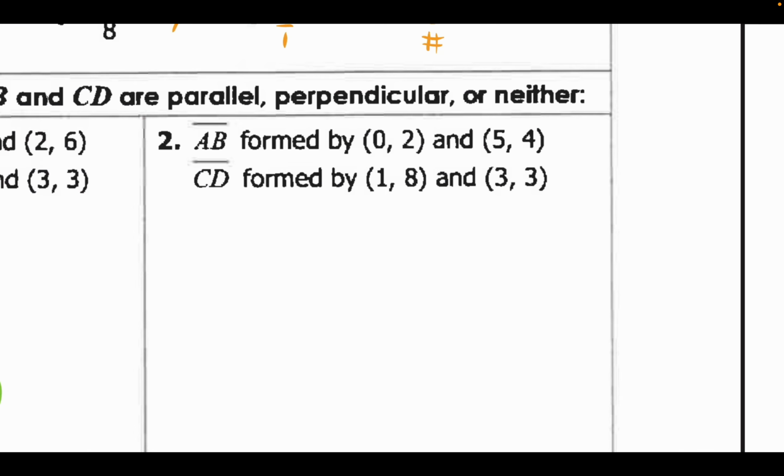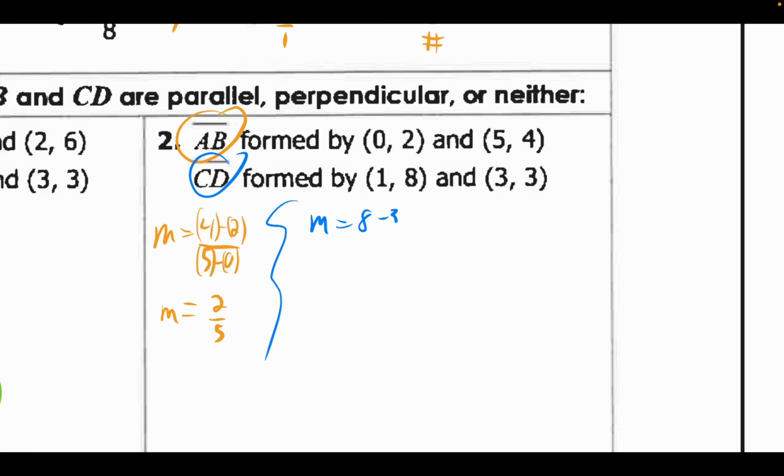On number 2 here, I'm going to do the first one in orange again. I'm just going to continually do that. The slope of this would be 4 minus 2 over 5 minus 0, which is really just 2 over 5. And now as I do the other one in blue, I'll have 8 minus 3 over 1 minus 3, which is 5 over negative 2. And so you notice that these are reciprocals and they're opposite signs. One is positive, one is negative, so thus they are perpendicular.